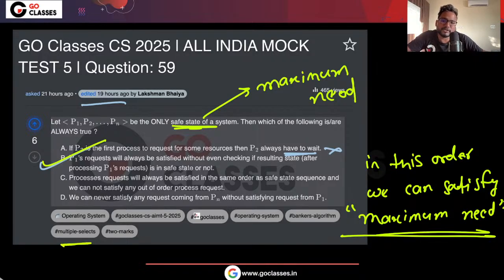Since it is MSQ, let's check whether options other than B are also correct. Process requests will always have to be satisfied in the same order as the safe sequence, and we cannot satisfy any out-of-order process request. No, we can satisfy. After satisfying, we need to check whether the resulting state has any safe sequence or not. Understood?